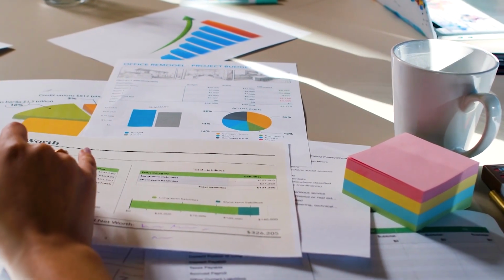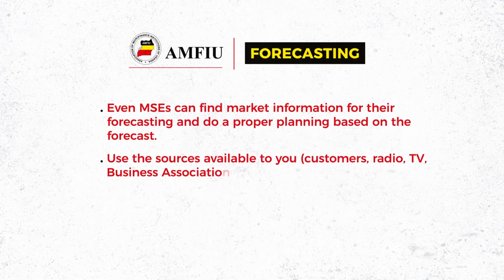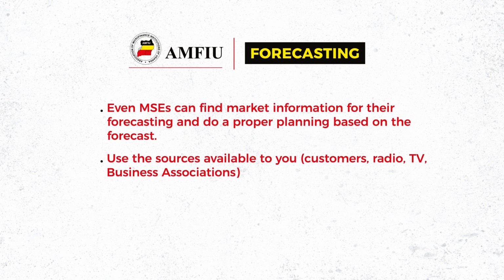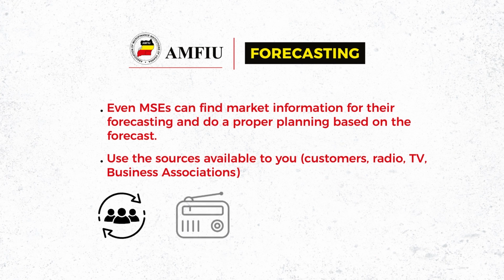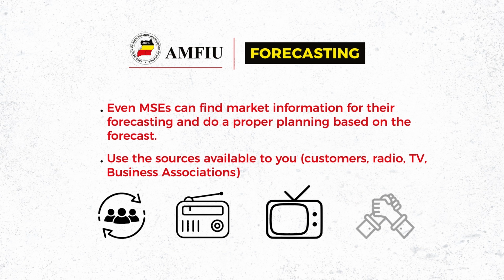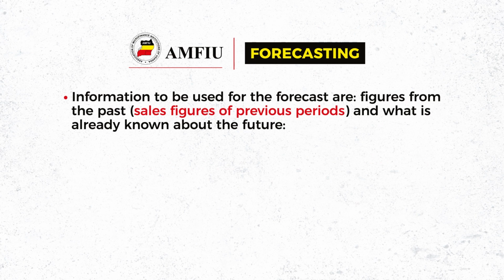How do you collect information for forecasting? It is important for you to use resources that are available to you. The first resource available to you are your existing customers. Existing customers can help you predict what will happen in the near future. We can use other sources of information like radio, TV. You can use business associates. Information that can be used for forecasting will include figures from the past sales and what is already known about the future.